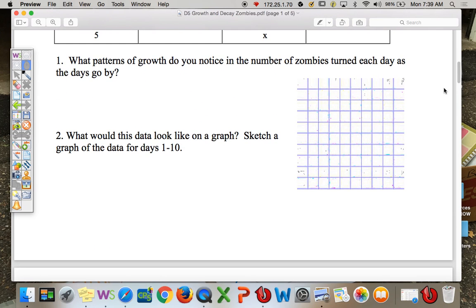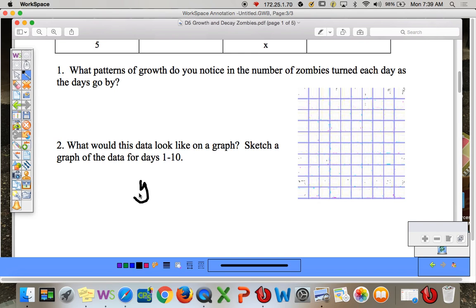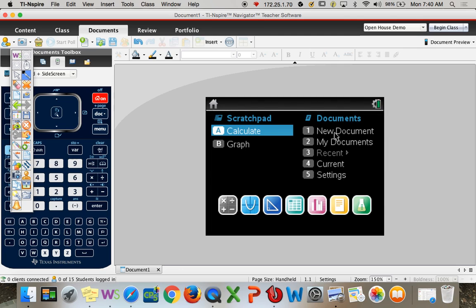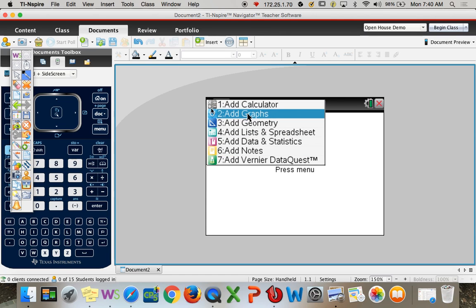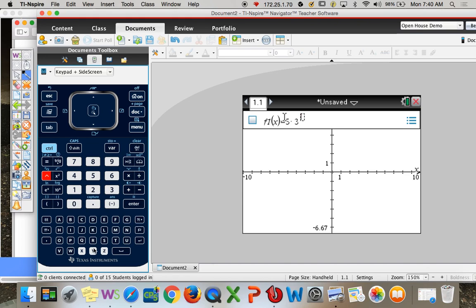What would this look like on a graph? So again, we can scale our graph right here, but I'm going to just graph my equation so we can see what this looks like. Okay, so I pull my graphing calculator. Let's add a new graph page. Let's see what this graph looks like. So it'd be 5 times 3 to the X power.